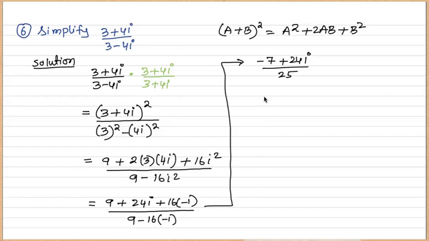At this step, we are going to separate the denominator to write it in the standard form. So -7 has the denominator of 25. So -7 over 25, which cannot be reduced further. Then plus 24 over 25, that cannot be reduced further. 24 over 25, i. So that is my final answer. Okay, so we got the final answer, which is also a complex number.